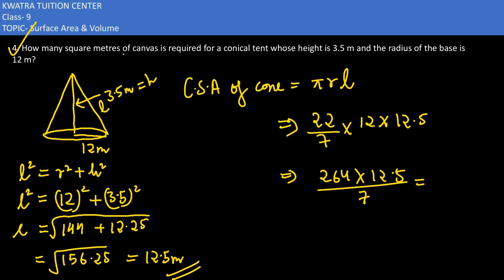So 3300 divided by 7 would be there. So what would be the final answer here in this situation? It would be 471 point, rounding to 2 decimals, I would get 43 as meter cube. So that, sorry, meter square. So that would be the CSA of the cone required.